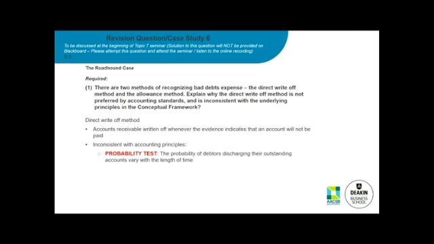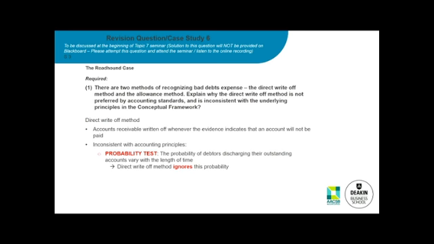So it's inconsistent with the accounting principles of, well, the probability test. The probability of debtors discharging their outstanding accounts varies with the length of time. And we looked at the two approaches, at looking at the proportion of accounts receivable that are likely to go bad. We looked at the income statement method and the balance sheet method. And so by waiting until whenever the evidence indicates, which could be in the following period, we're really not accounting for the fact that there is a probability in the current period that they would actually go bad and have to be written off.